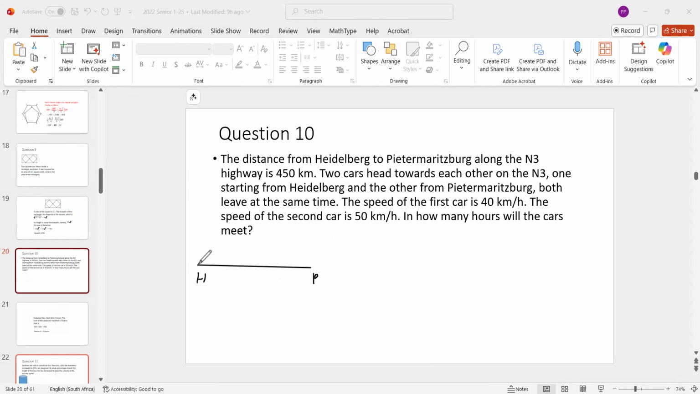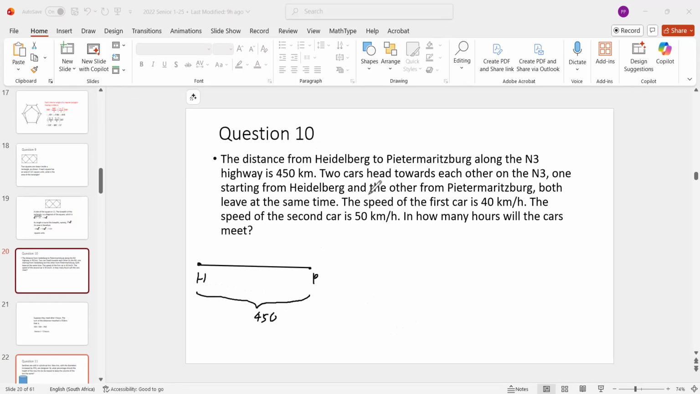Very often, I don't read the whole problem. I gather the information in the form of a picture or an equation or something like that, and then carry on. Because you don't want to take on all the information simultaneously because it can be very overwhelming and you wouldn't understand what is going on. So you know this distance here is 450. I'll put kilometers at the end.